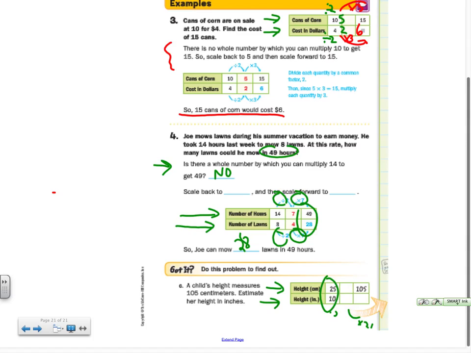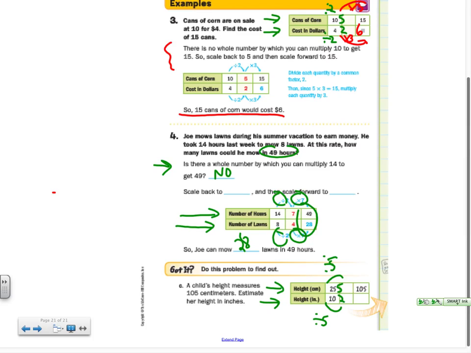Okay. How do I get from 25 to 105? I can't do it. So I'm going to scale back. I know both 25 and 10 have a common factor of 5. So 25 divided by 5 is 5. Do the same thing to the bottom. 10 divided by 5 is 2.